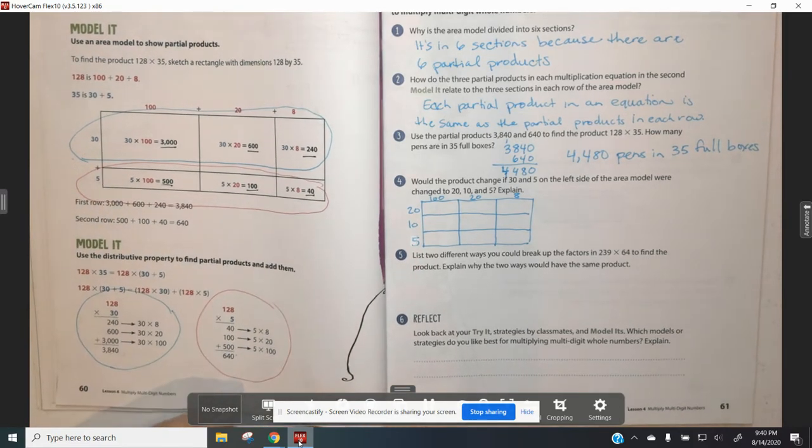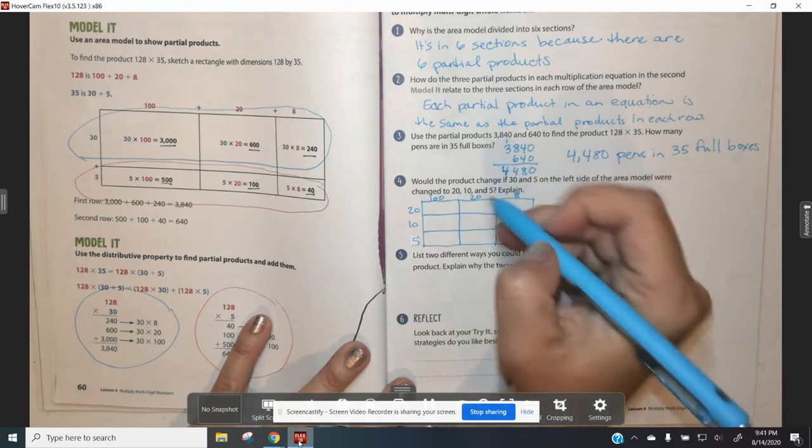So I want you to make a prediction right now. Do you think it will be the same or different? All right, let's see if your prediction was right.